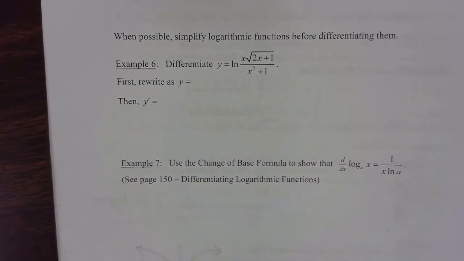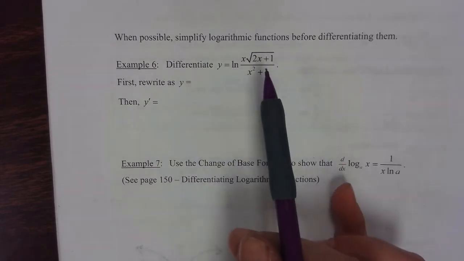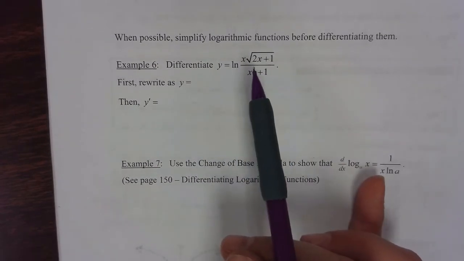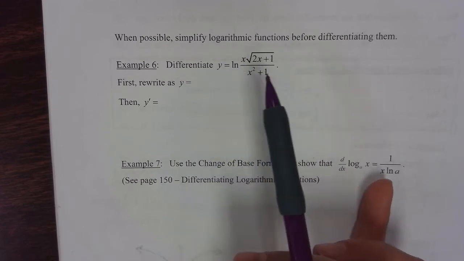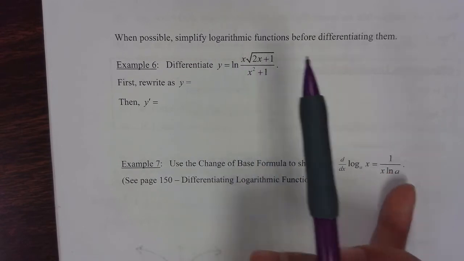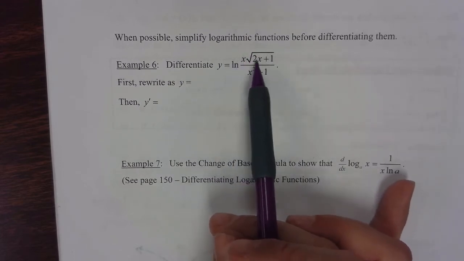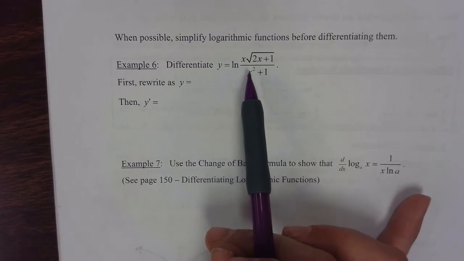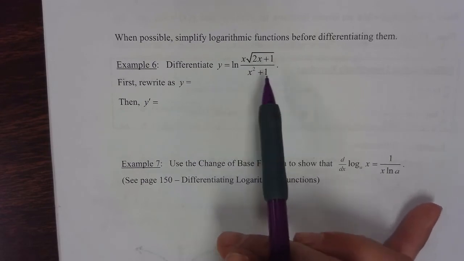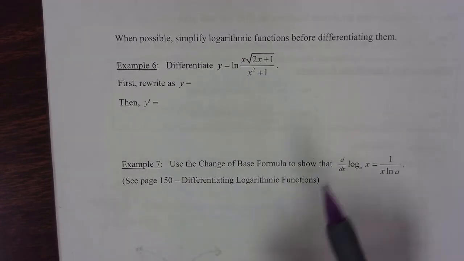Alright, example 6. There's a lot going on here. Everything that we have been writing or doing the derivative of ln is only a numerator over 1. And in this case, we have so much in the numerator divided by something other than 1 in the denominator. So actually, we're going to rewrite y first before we take the derivative.